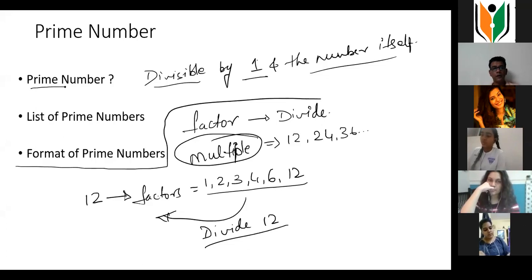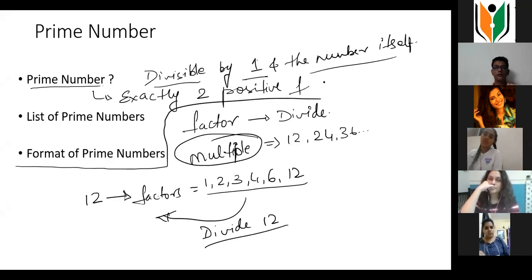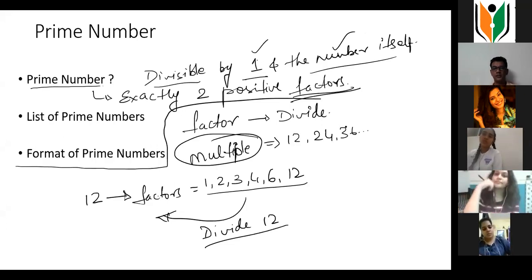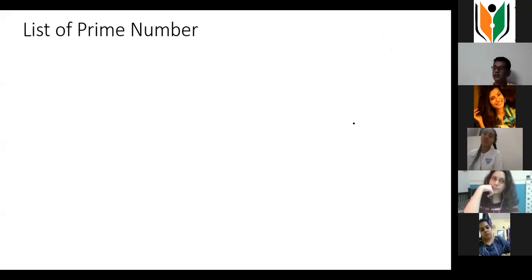So a prime number in terms of factors is also defined as a number which has exactly 2 positive factors. And which are these 2 factors? These 2 factors are 1 and the number itself. So that's a prime number which has exactly 2 positive factors. Now, let's understand the list of prime numbers.